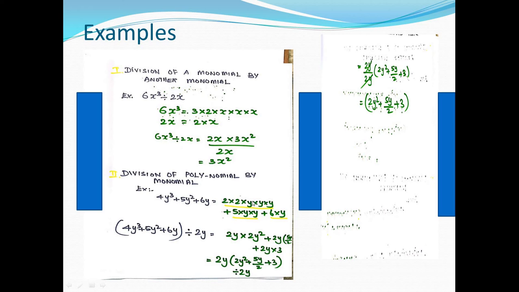So 2y will be common for the middle term, and the remaining is 5y divided by 2. Plus in the third term, 2y is common multiplied by 3. Next, take 2y as common factor, and the non-common factors inside the bracket are 2y square plus 5y by 2 plus 3, divided by 2y. You can strike off 2y. The solution will be 2y square plus 5y by 2 plus 3.